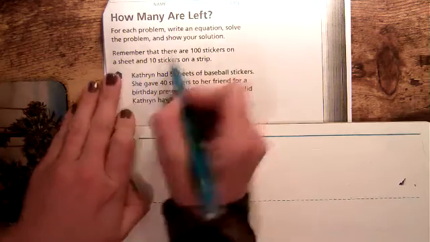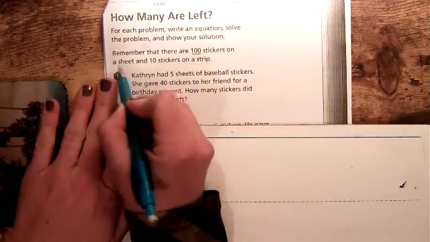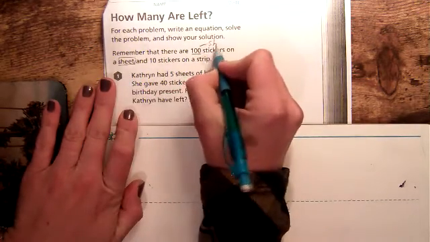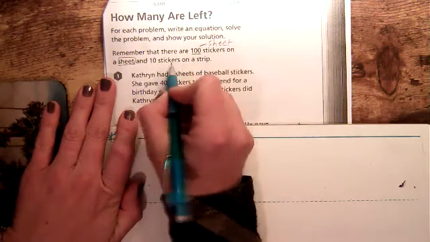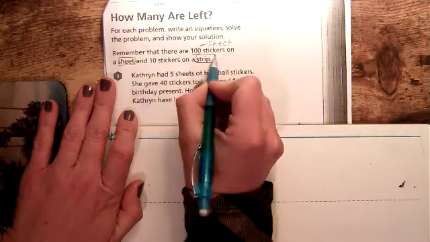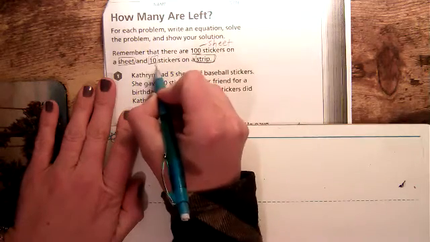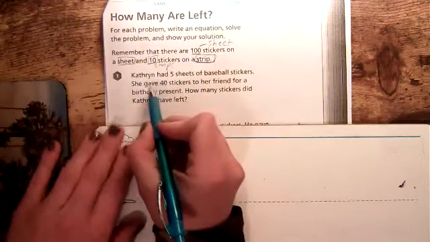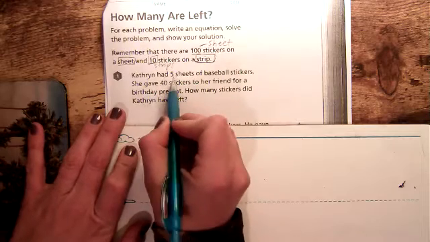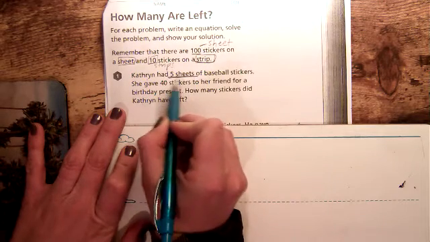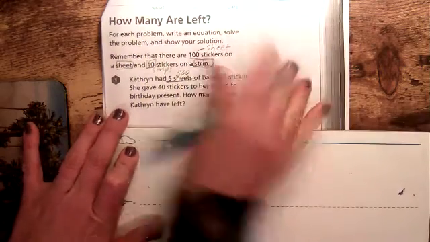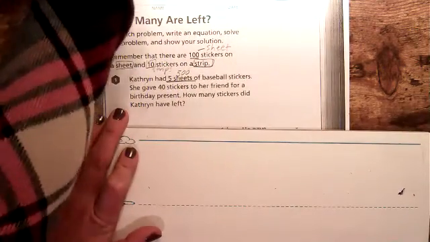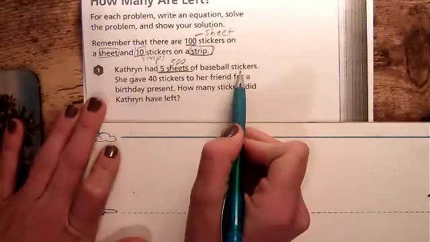It says, remember that there are 100 stickers in a sheet. So anytime you see the word sheet, it means hundreds. And then 10 stickers are in a strip. So if you ever see strip, it just means 10, okay? All right, so our first story is about Catherine. Catherine had 5 sheets. So if I were you, when it says 5 sheets, I'm just going to go ahead and write 500 right there on top because that's what that 5 sheets means, 500. She has 500 baseball stickers.